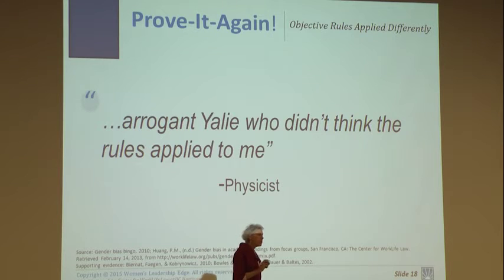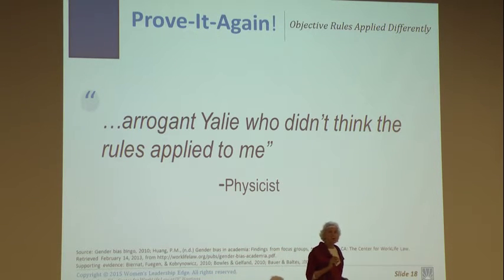Here's the third major effect of in-group favoritism. It concerns how objective rules are applied. Now, you'd think if you had objective rules, you wouldn't have bias, but that's not what the studies show, because objective rules tend to be applied rigorously to outgroups and leniently to in-groups. Here's an example from physics.